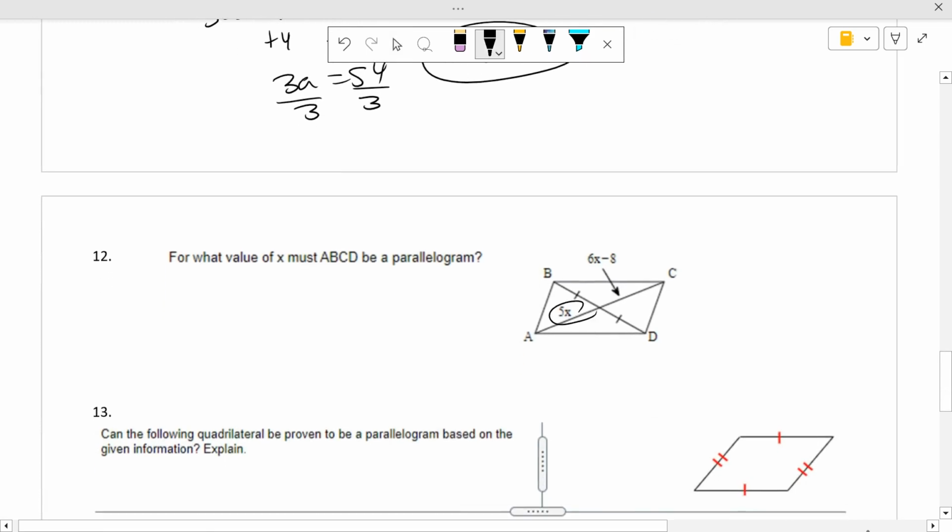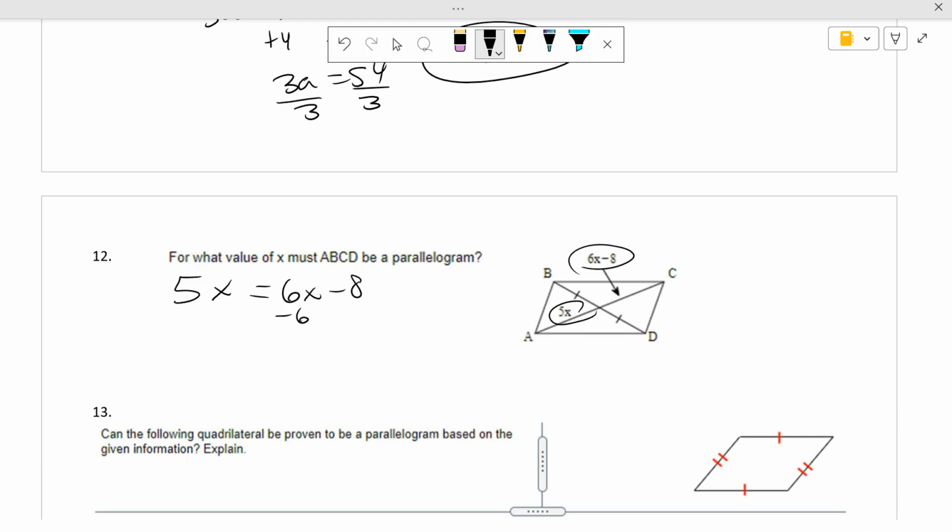What do we know about these two diagonals? They're equal to each other. The parts of the diagonals are equal to each other. So if we subtract 6x, negative x equals negative 8, so x equals 8.